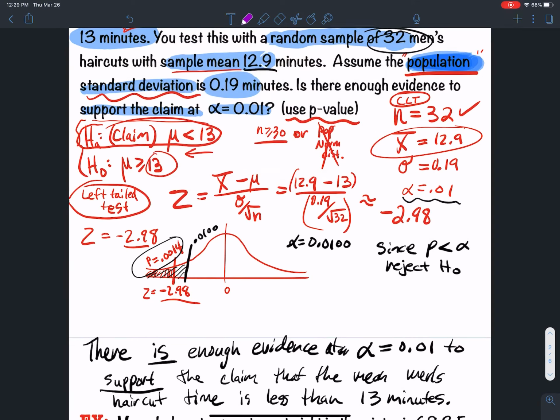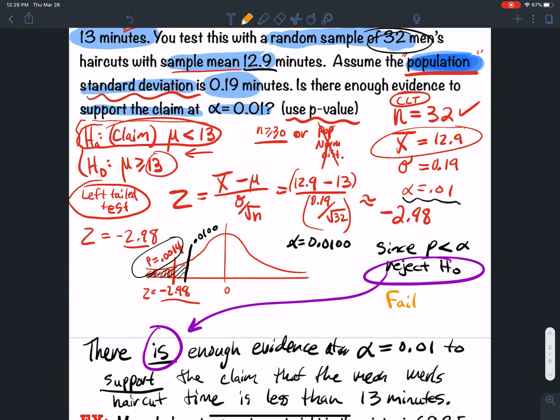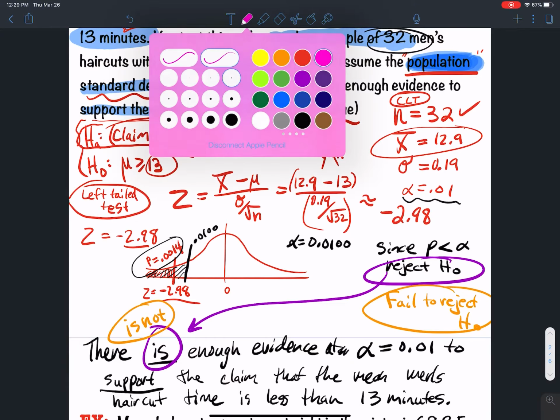Okay, so why did we use the word "is" here? I used the word "is" since I rejected the H0. Say I had said something like fail to reject the H0. What would I have said here? I would have said "is not" instead. That's what I would have said. Okay? See the difference?